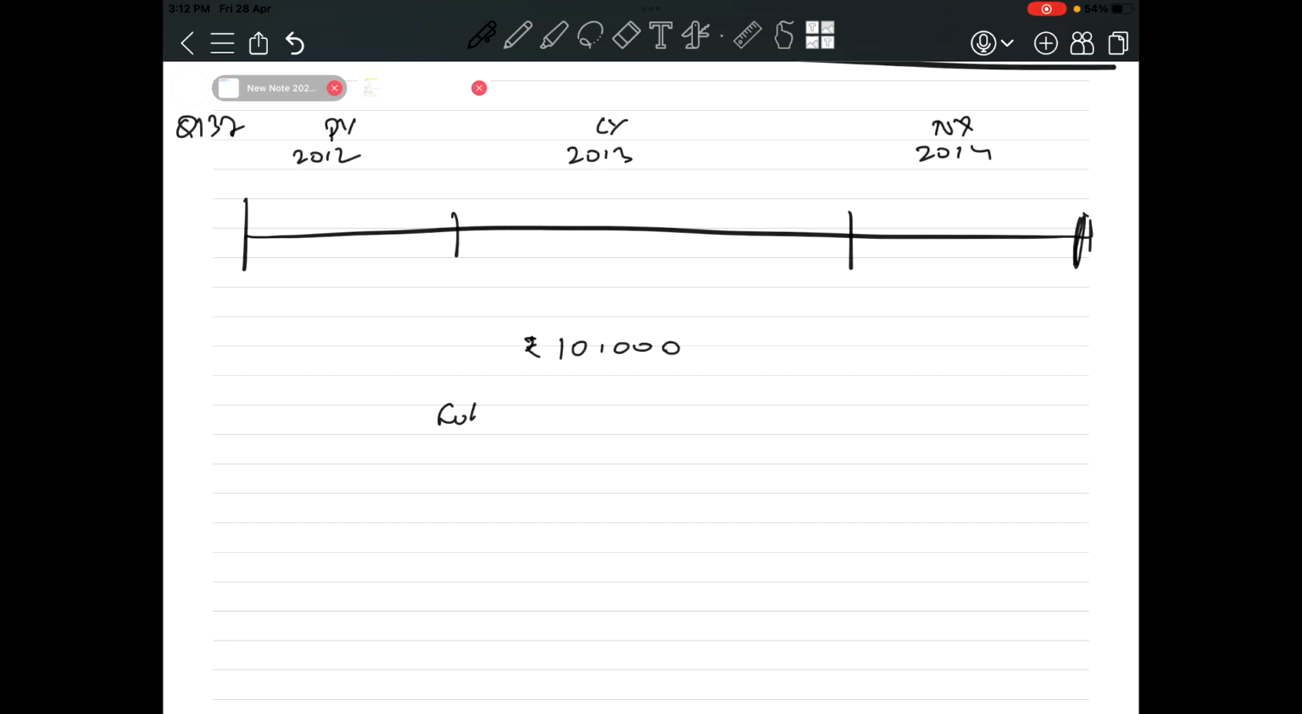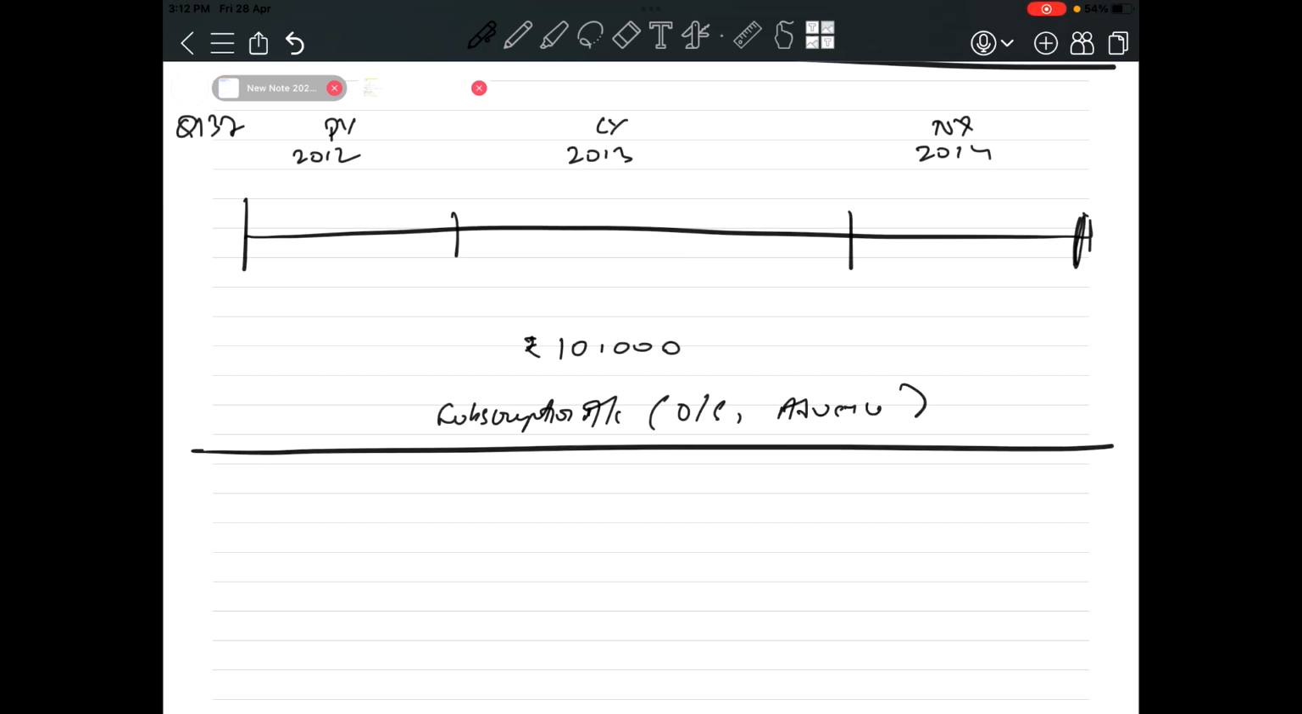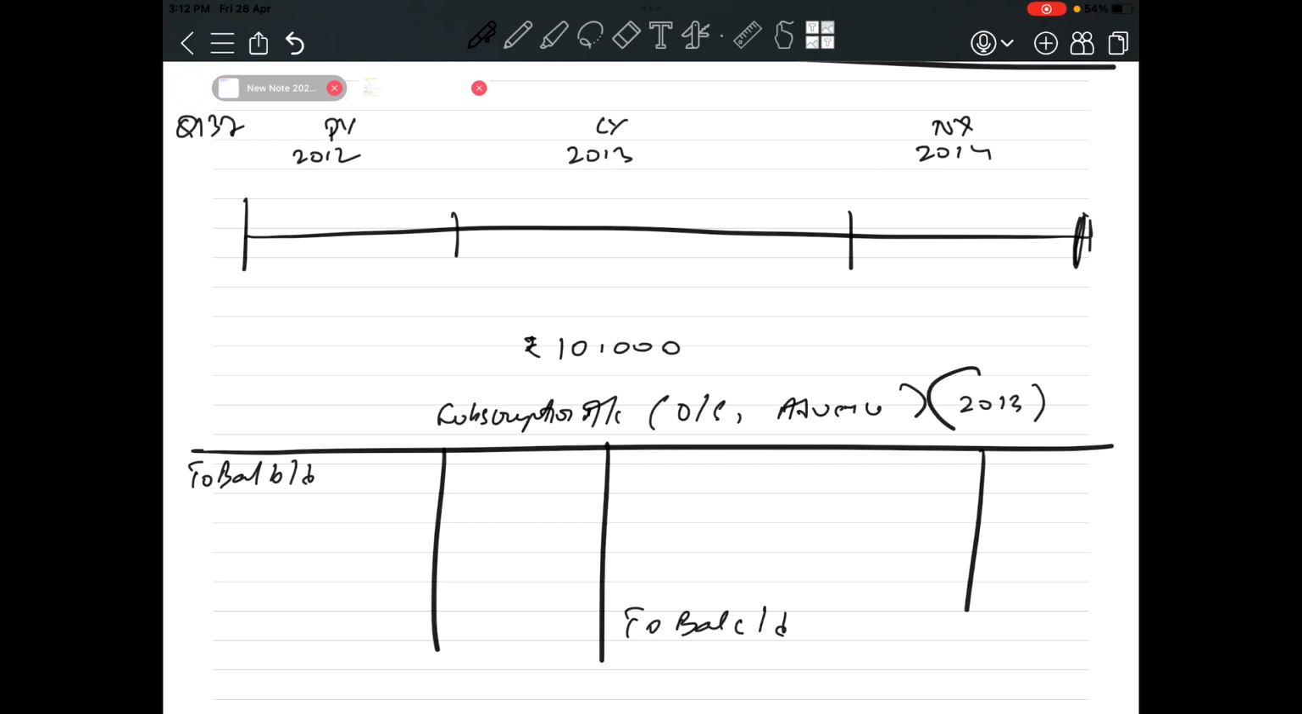Again, subscription account. This will be a combination of outstanding and advance, okay, for the year 2013. Now again, subscription is an income for the organization, right? So outstanding income will be the asset for the organization. Okay, so it will have debit balance. It will be on the debit side as balance b/d, and the closing outstanding will be on the credit side, balance c/d.